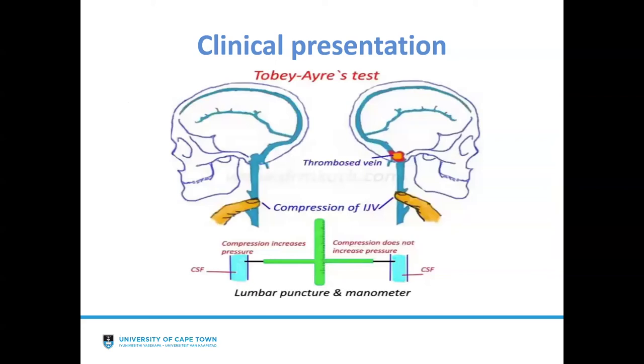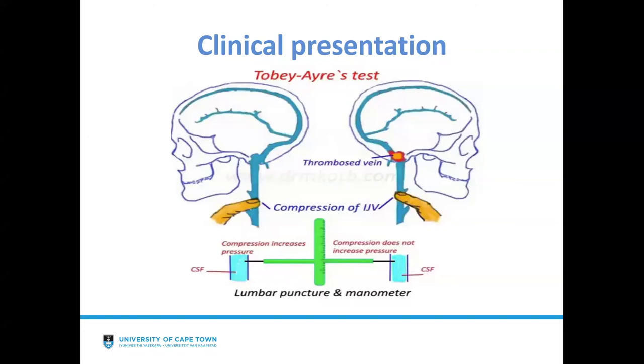And one other test that you can do is the Tobey-Ayer test. That is, you're basically using a manometer to measure your CSF pressure. If you compress the IJV on one side and the contralateral IJV is patent, you don't expect your CSF pressure to rise. But if there is occlusion or thrombosis of your contralateral IJV, then your CSF pressure will rise on manometry. So basically, that's the principle of the Tobey-Ayer test.